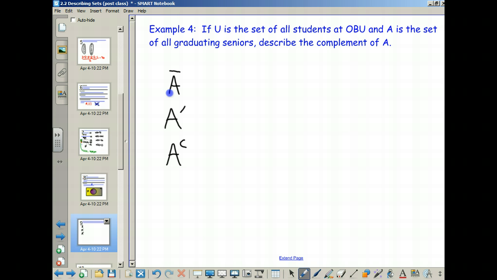All of these are the same notation. I mean, they're not the same, they mean the same thing. So your book is using the bar on top. That's all you're going to see in this class. But if you've seen these notations, they're interchangeable and they're just confusing. All right, so we're supposed to describe that set. So what is this complement in words?